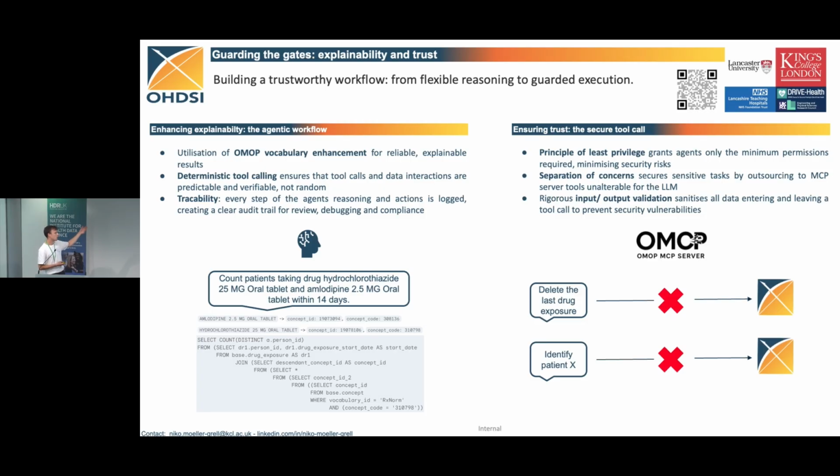You see all the mappings, all the generated queries, the answers, and you can trail what's actually happened underneath the whole. And on the other side, you'd have to set boundaries where you don't delete the last drug exposure or identify patient X just by inputting a query. So all of this operates in the principle of least privilege. The agents only get the permissions they need to accomplish the task. You'd have a clear separation of concern. The flexibility of the LLM is outsourced, and the deterministic tools take over the actual database querying. And you'd have rigorous input and output validation to ensure all of the data going in and out is actually right.